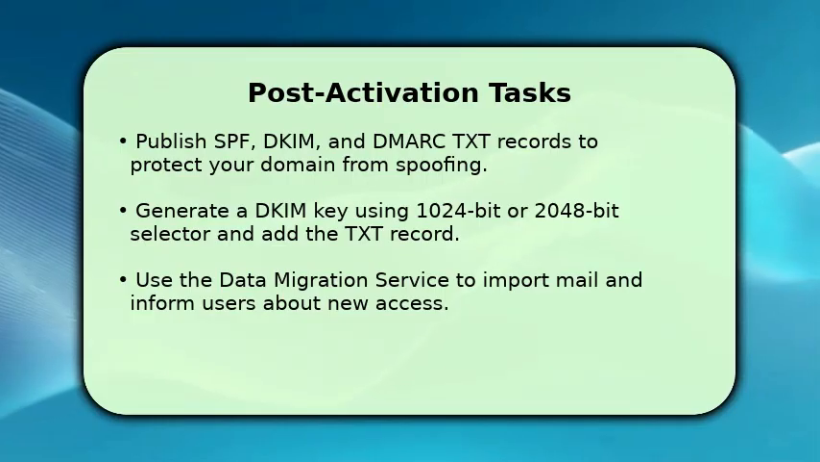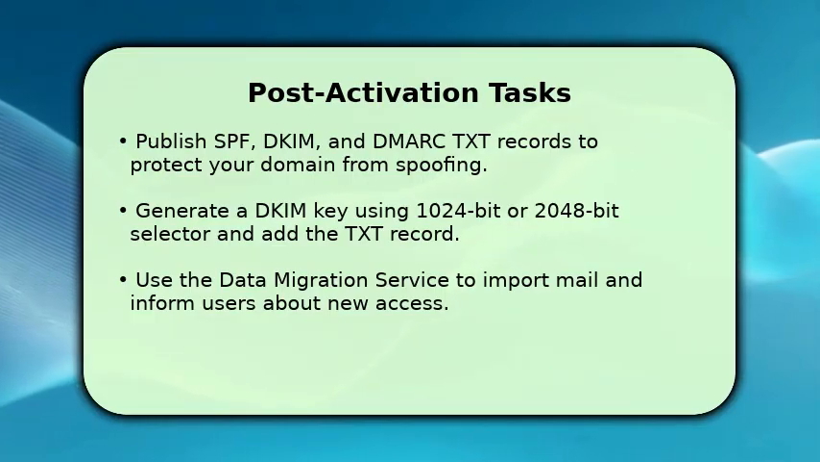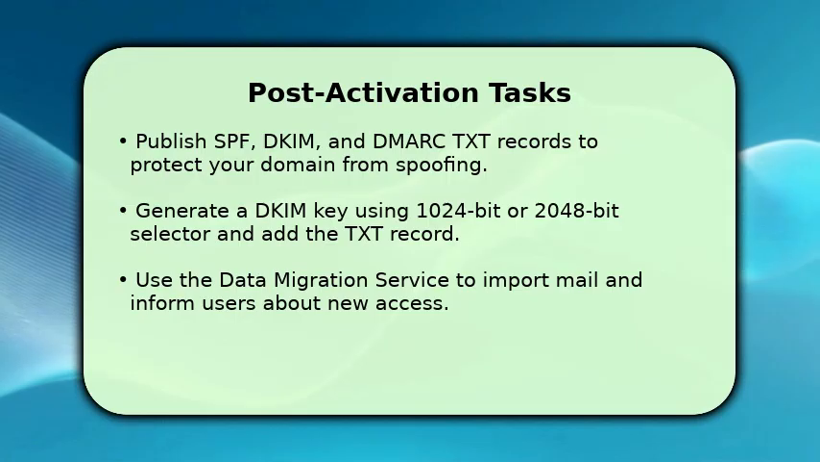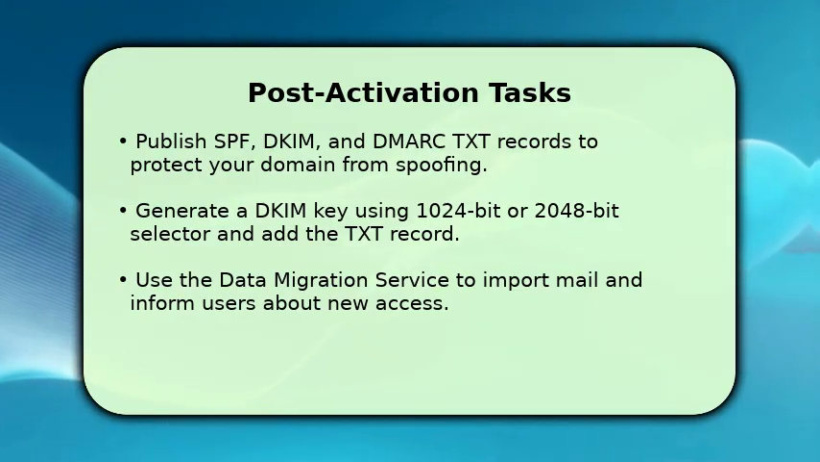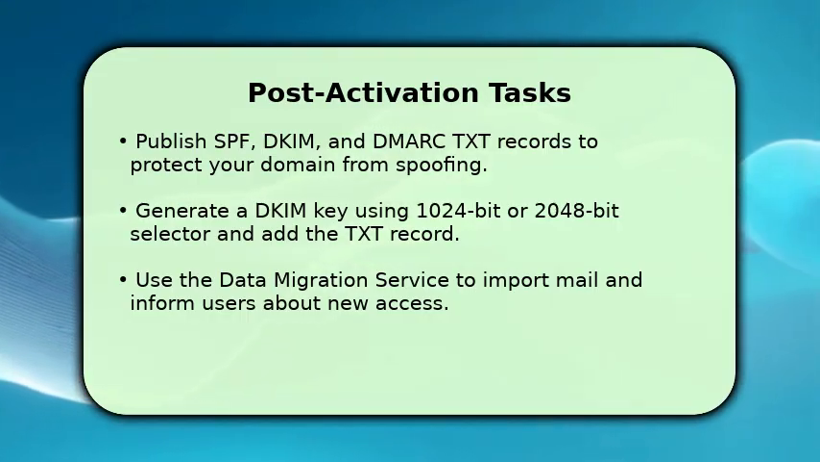After Gmail activates, publish SPF, DKIM, and DMARC TXT records to protect your domain. Create a DKIM key in Gmail settings using a 1024-bit or 2048-bit selector and add the provided TXT record. Add an SPF record that includes v=spf1 include:spf.google.com ~all to reduce forged mail.